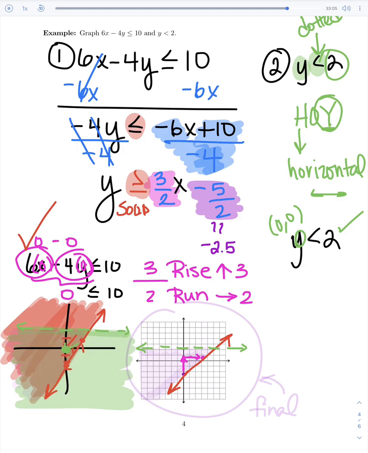Okay. So I've got both shadings on my mock-up. The question is, where's my overlap? Well, where do I see the red and the green overlapping? I see it overlapping in this triangular shaped region here.